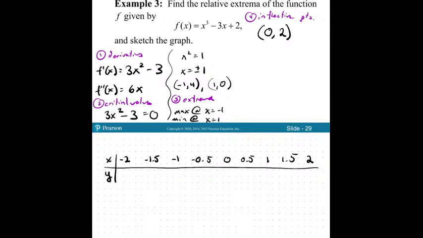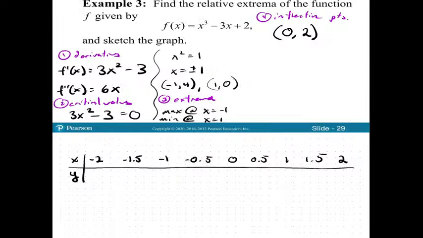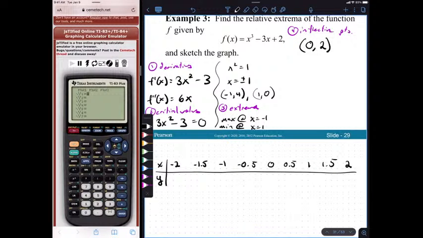Okay. So I went to my y equals. The original, we got this x to the power of 3 minus 3x plus 2. I want to set up my table. I want the table to start at -2, and we want it to change by 0.5. Okay. And I want to graph, not graph. I meant to go to table.